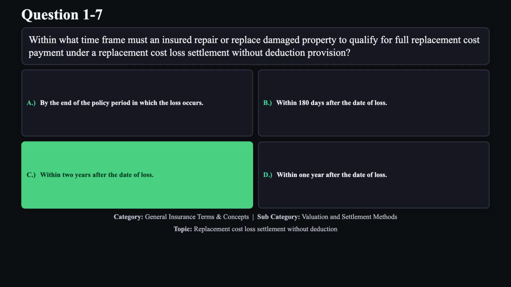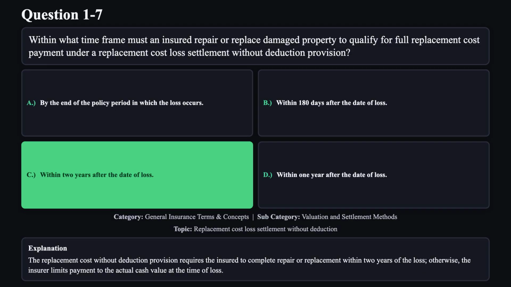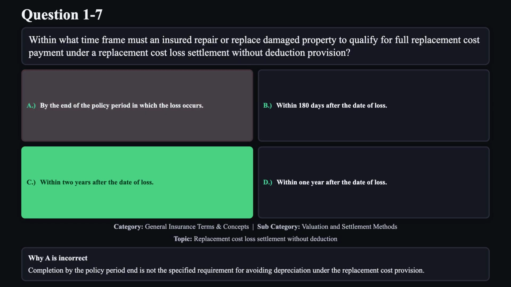The correct answer is C. The replacement cost without deduction provision requires the insured to complete repair or replacement within 2 years of the loss. Otherwise, the insurer limits payment to the actual cash value at the time of loss. Reason A is not correct. Completion by the policy period end is not the specified requirement for avoiding depreciation under the replacement cost provision.